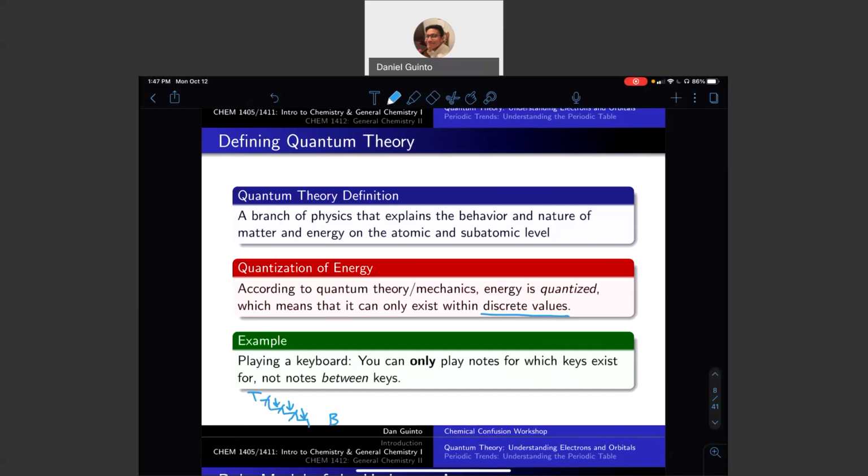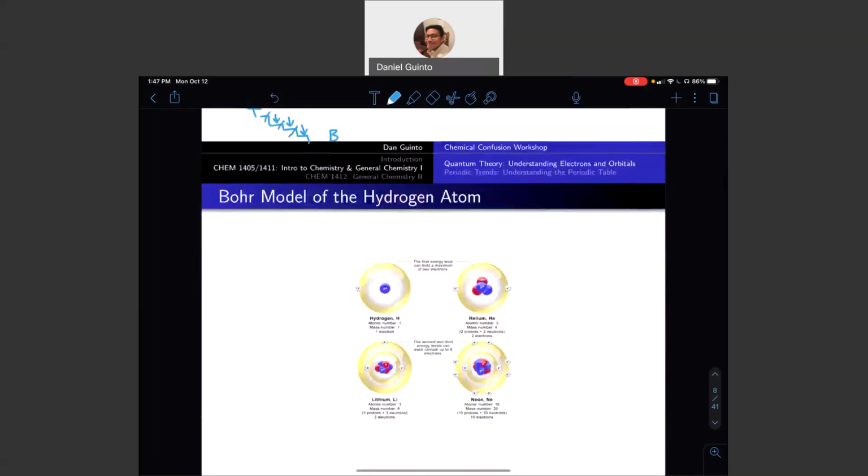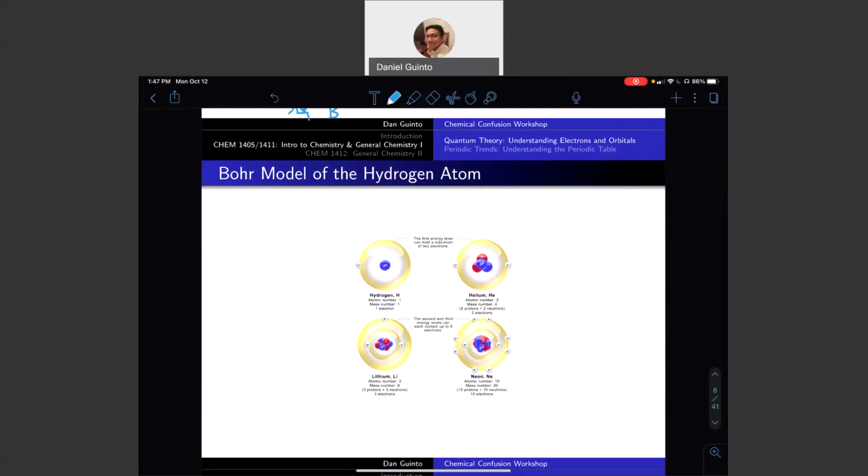So that's really how quantum theory works and the quantization of energy. The first thing we typically think of in quantum theory is electrons and orbitals. In your introductory chemistry course, you'll typically be taught about the types of models of atoms, whether it be plum pudding, the Bohr model, or a lot of other models.